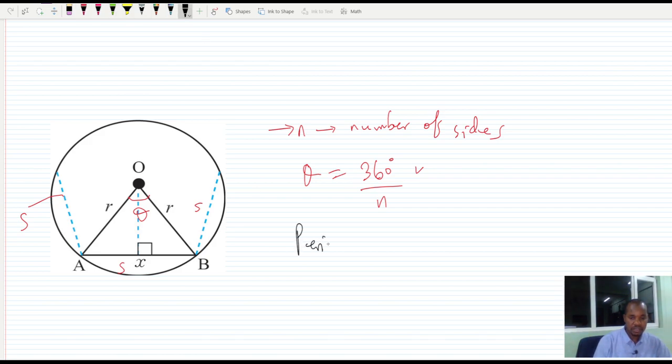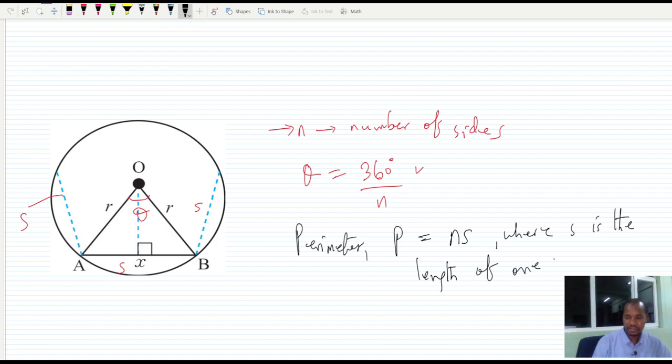So perimeter, I'll call it P, is just the number of sides times the length of one side. I call the length of one side S, where S is the length of one side, and we have said that n is the number of sides.